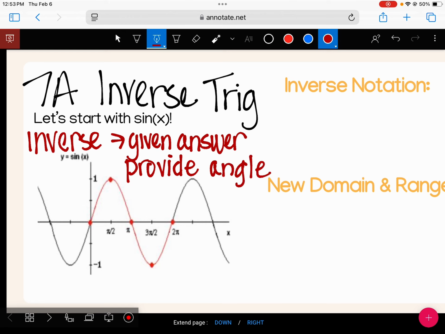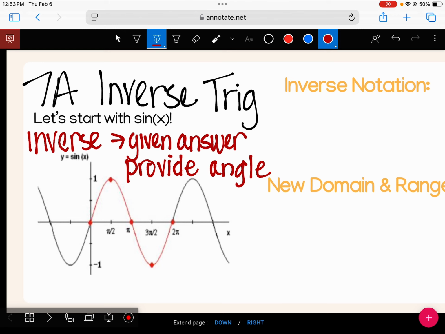So in the past, we would say, what's the cosine of pi over 2? And then you would tell us what the cosine of pi over 2 was. But now we're going to give you the answer, and you have to tell us what angle has that answer. So I'll give you a minute to copy this all down.